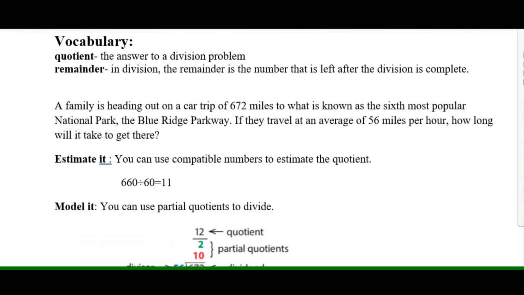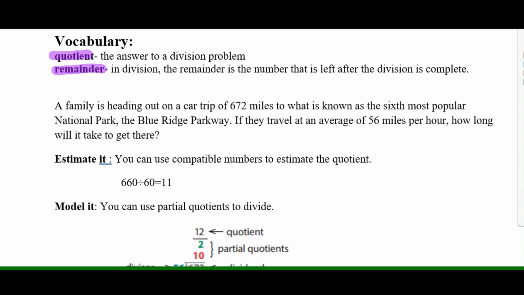And then we have some vocabulary words that you need to know. Quotient is the answer to a division problem. We talked about this. And remainder is the number that is left over after the division is complete.